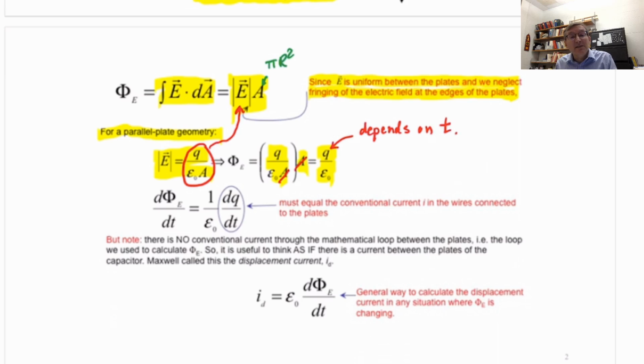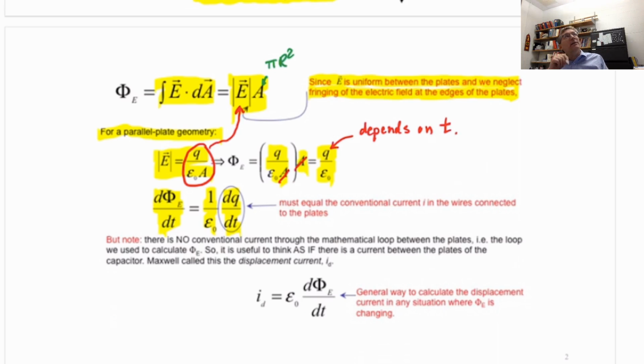And since it does, let's ask, what is the rate of change of the electric flux? d phi sub e dt. Well, here's what phi sub e equals, Q over epsilon 0. So just take the time derivative, epsilon 0 is a constant. You get 1 over epsilon 0 times dQ dt, the rate at which the charge on the plates is changing.